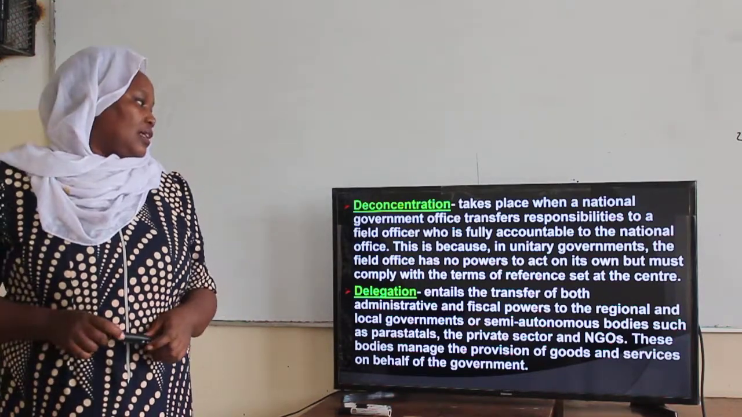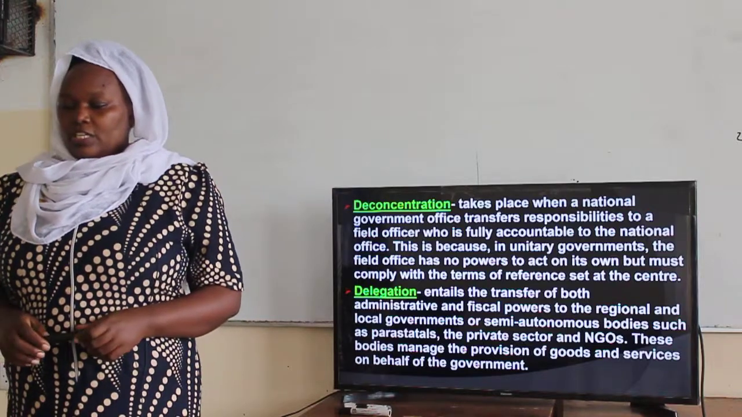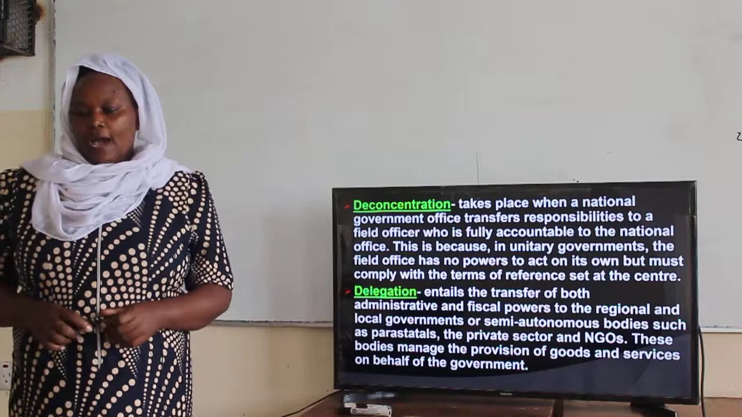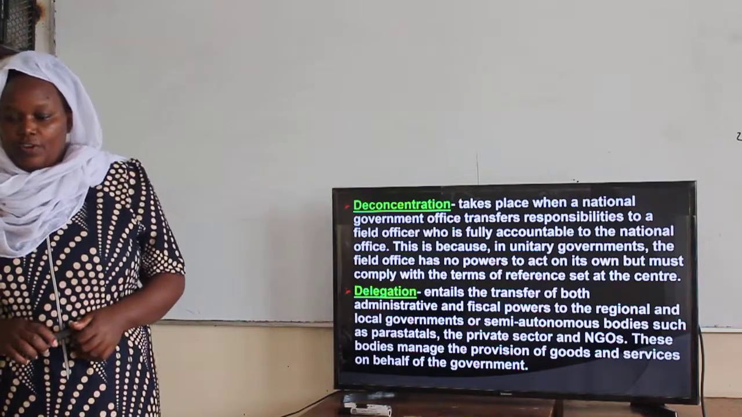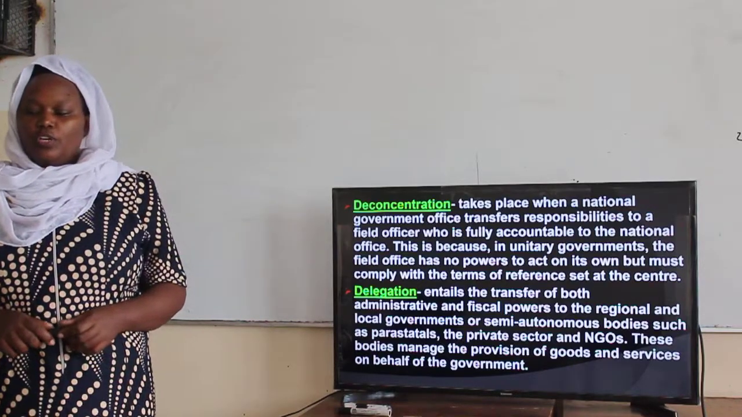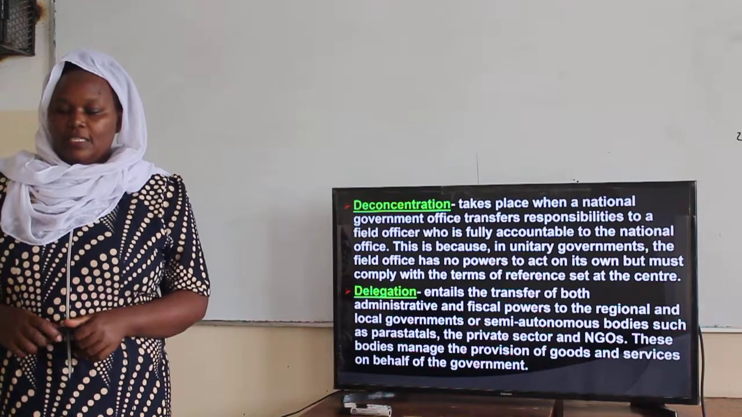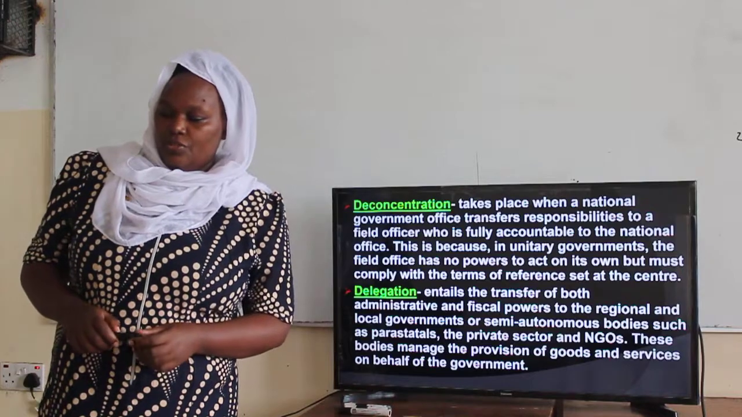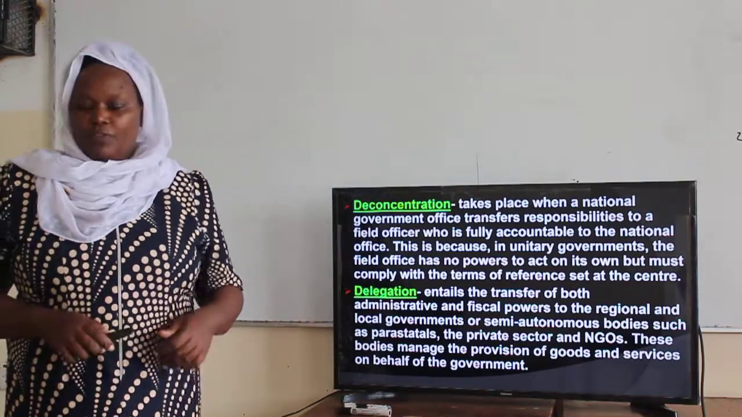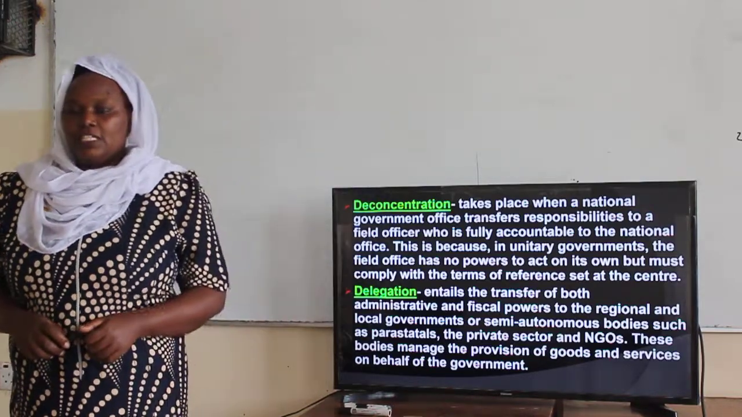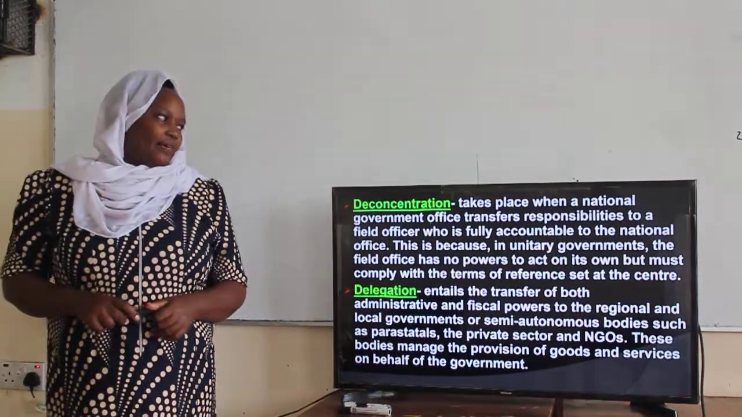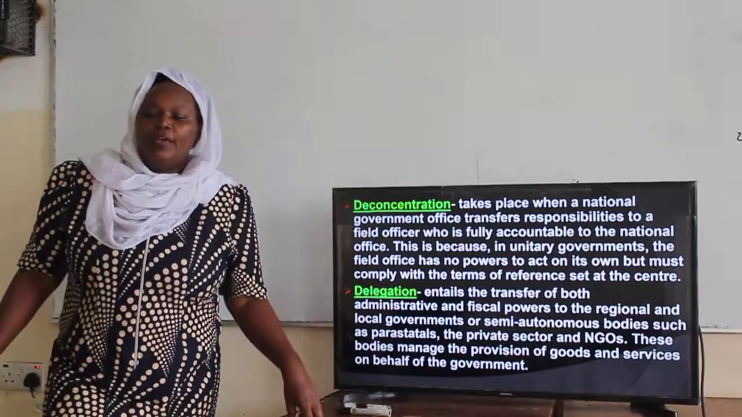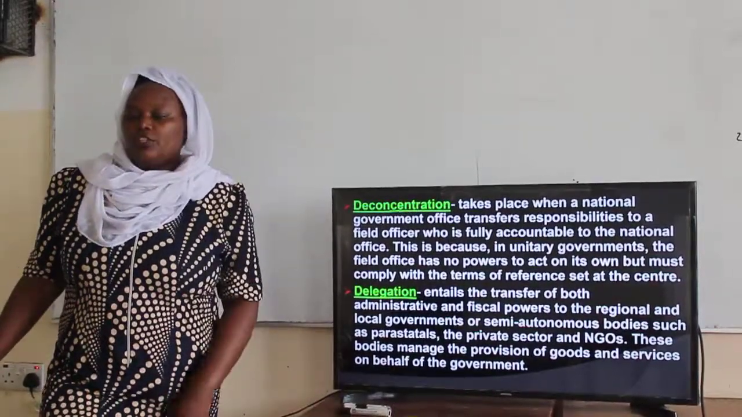And delegation means the transfer of both administrative and fiscal powers to the regional and local government or semi-autonomous bodies such as the parastatals, the private sector, and NGOs. So these manage the provision of goods and services on behalf of the government. Those are some of the key words that you may find in an exam that you need to explain and understand better.